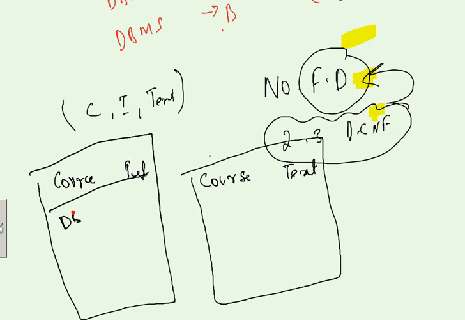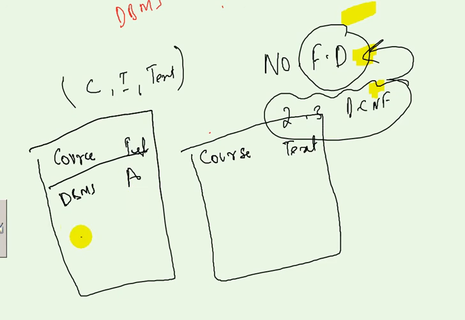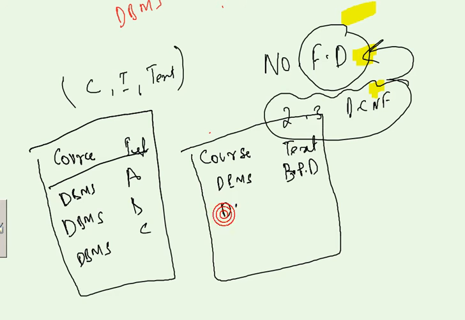So we say RDBMS, it is being taught by Professor A, as well as B and C. So for example, RDBMS is taught by B, and RDBMS is taught by C. Okay. So course RDBMS has a text, Bipin Desai, and DBMS has a text like CJ Date.